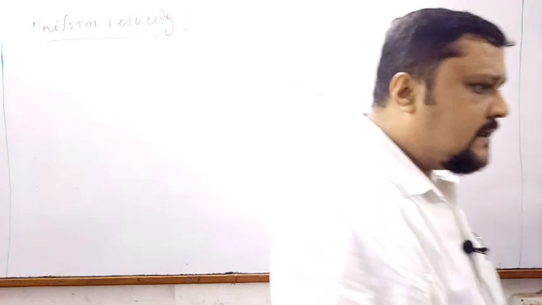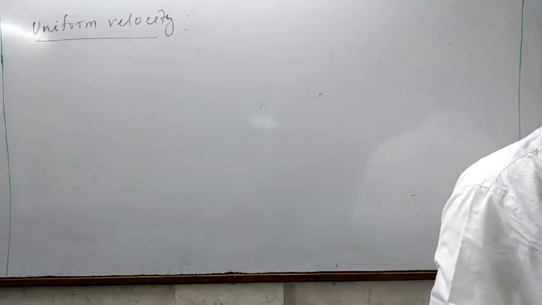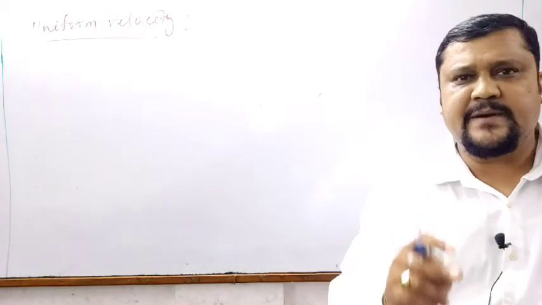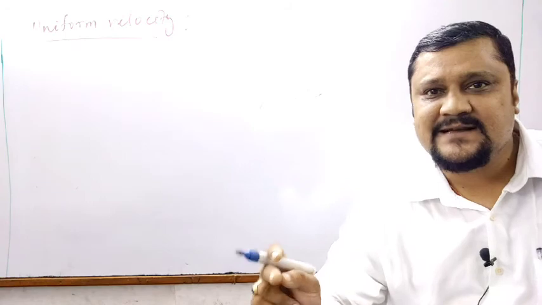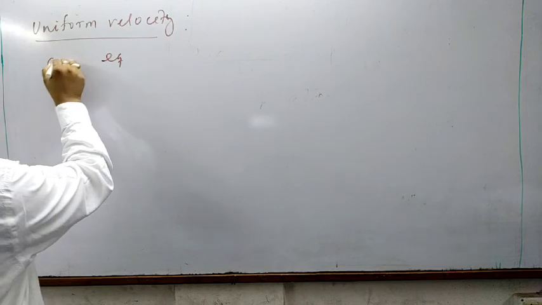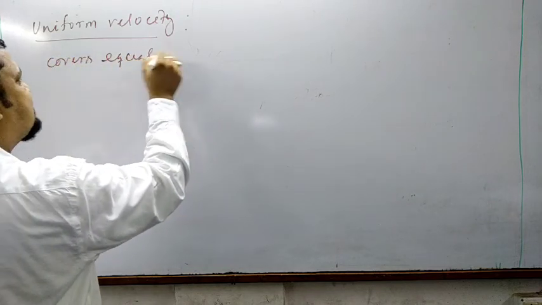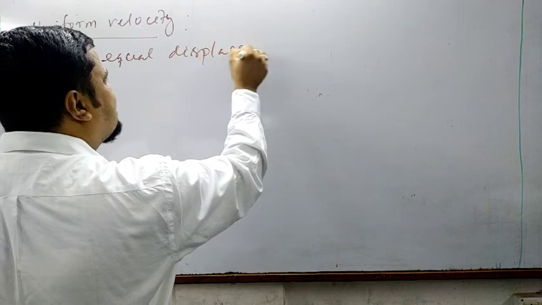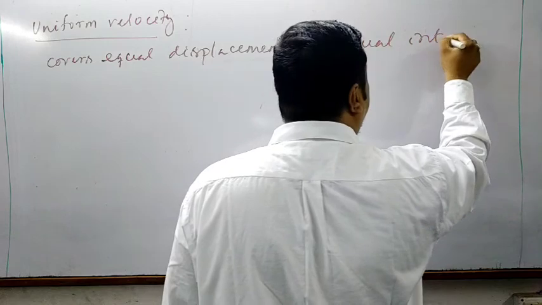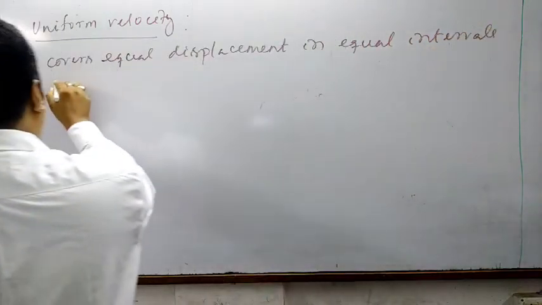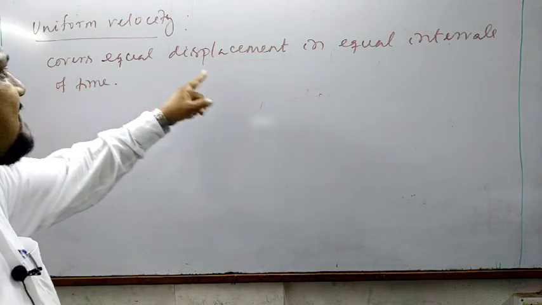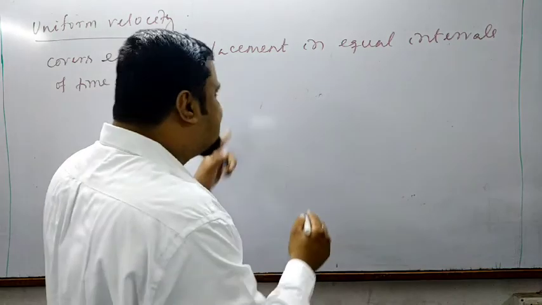Uniform velocity. A body is said to be in uniform velocity if it covers equal displacement in equal intervals of time. Equal displacement means it is a vector quantity.